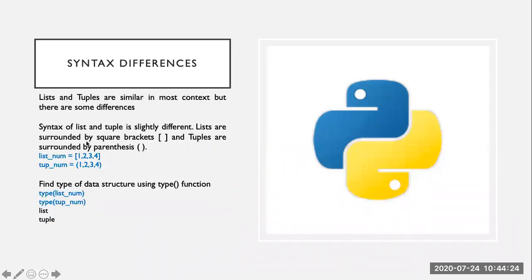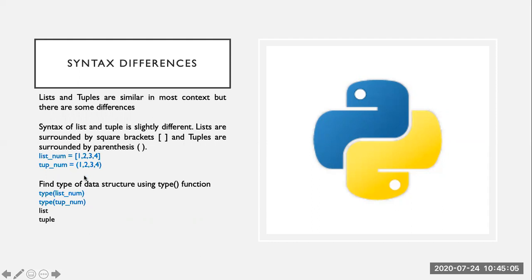The syntax of the list and tuple is slightly different. Lists are surrounded by square brackets, but tuples are surrounded by parentheses. For example, this list underscore num is a list which is surrounded by square brackets, and this is the tuple which is surrounded by round brackets. When we print these two values, we get the same output, 1, 2, 3, and 4, because both the list and the tuple have the same items.